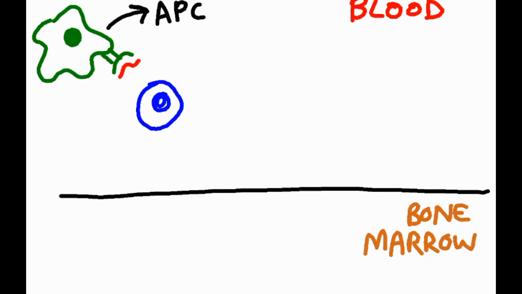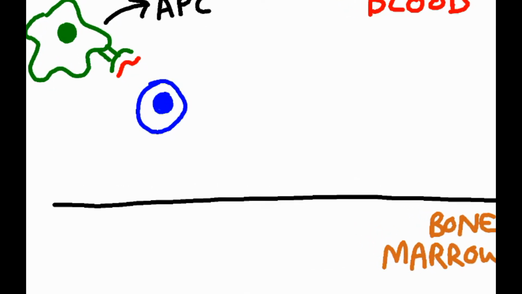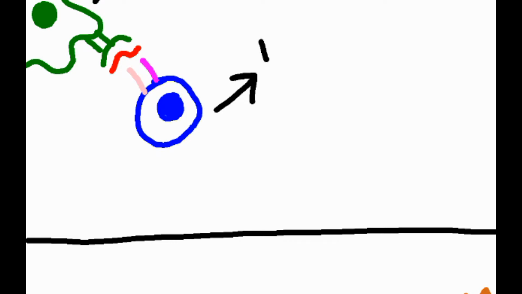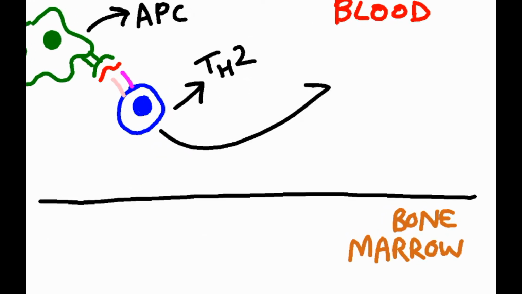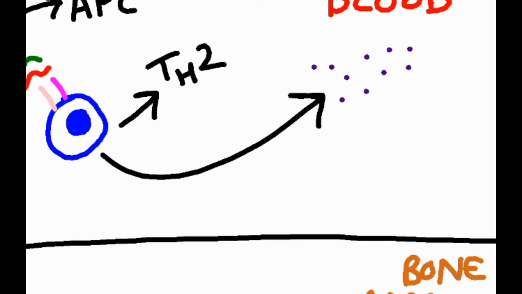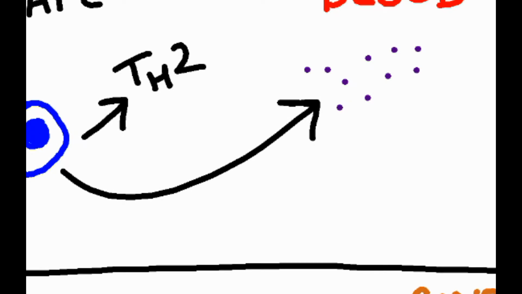Next, we have our CD4 T helper cell coming along. This will interact with the MHC2 and the antigen and use its specific T cell receptor to bind to the antigen. The T helper cell will go on to release chemokines. These will include CCL5, 7, 11 and 13. This will lead to inflammation of the area.